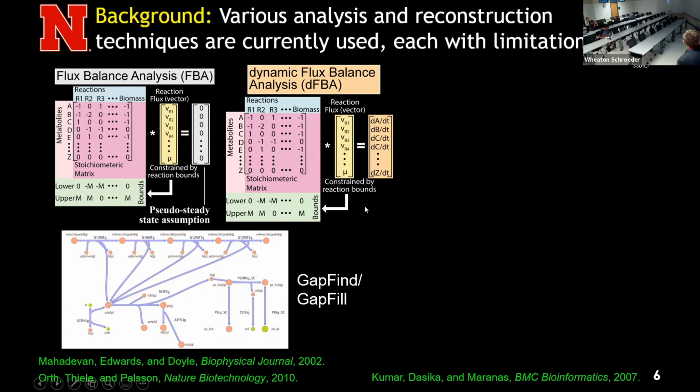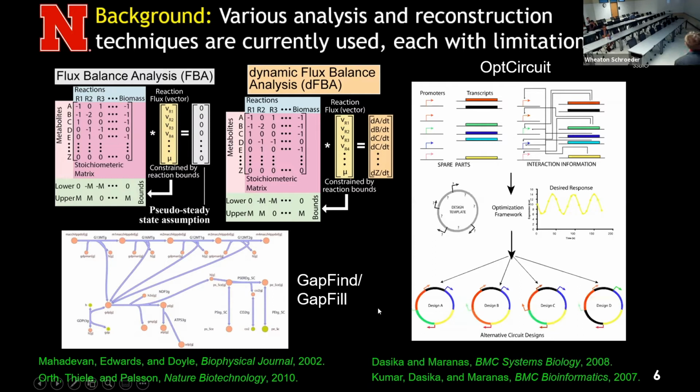Now, when we go to reconstruct an organism, our knowledge of that organism is never perfect. Therefore, in our initial reconstructions, we're always going to have gaps. So the state-of-the-art tools for addressing these gaps are called gap find and gap fill. And the first tool that I developed and the first tool that I'll be talking about is a new gap filling approach that works better for the organism that we're going to talk about in a minute.